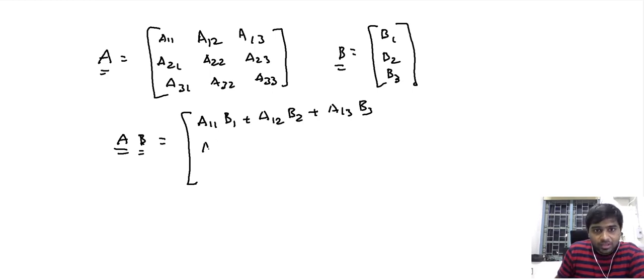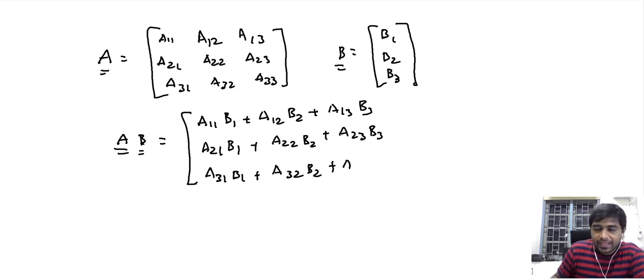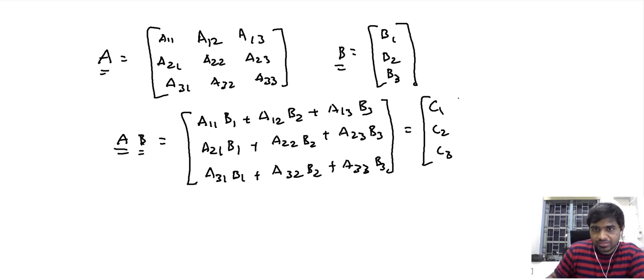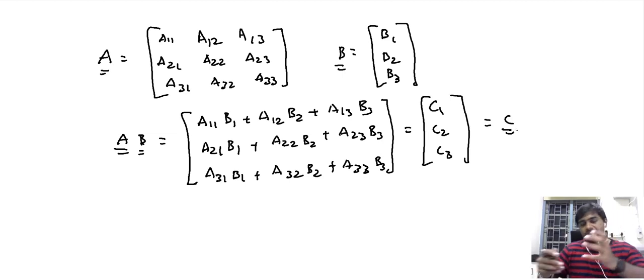So it will be A21 B1 plus A22 B2 plus A23 B3. The same way, the third row, the final row of the product matrix would be A31 B1 plus A32 B2 plus A33 B3. Now this is nothing but a column matrix of C1, C2 and C3, and that is the product matrix. So what essentially we have done is we have taken the product of two matrices and that yields a column matrix, and this column matrix we consider it to be C.